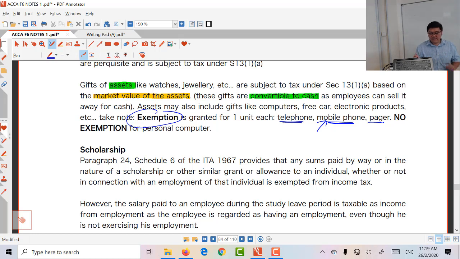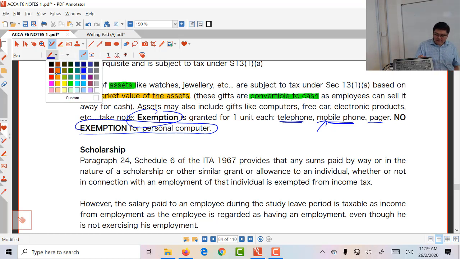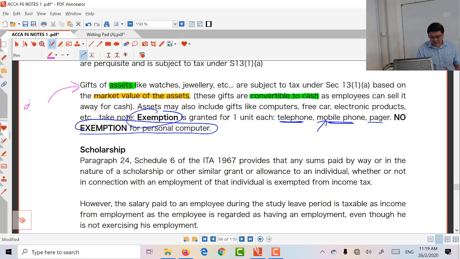There's no exemption for personal computers, because a lot of people thought that computers are grouped together with all these things. No, computers get no exemption, okay? Now, you do get exemption if it is associated with awards. You do get exemption if it's associated with an award.